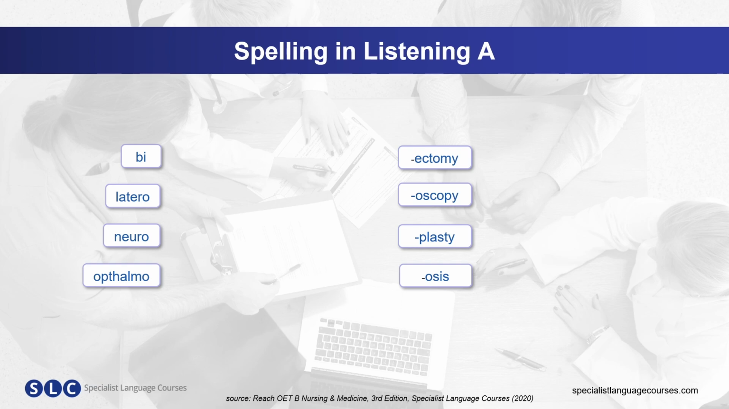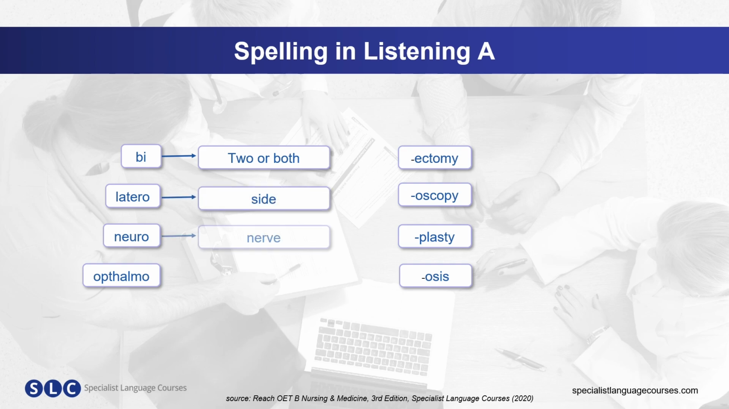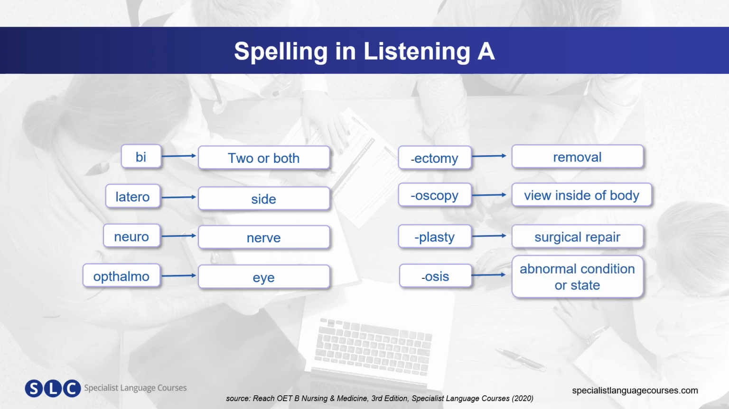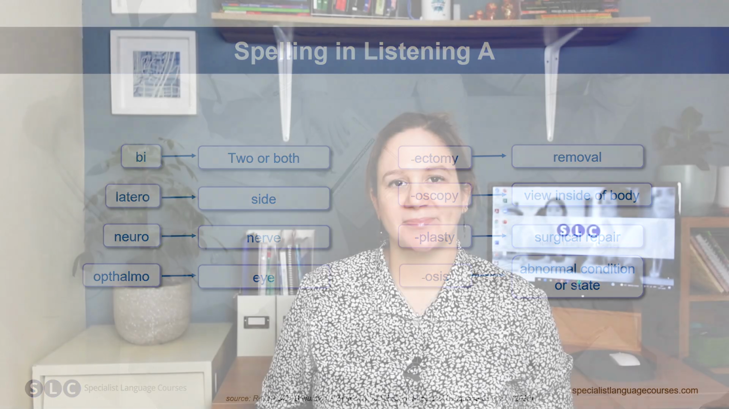So bi refers to two or both. Latero, the side. Neuro, nerve. Optimo is to do with the eye. Ectomy refers to removal. Oscopy is a view inside of the body. Plasty is a surgical repair, and osis is abnormal condition or state.